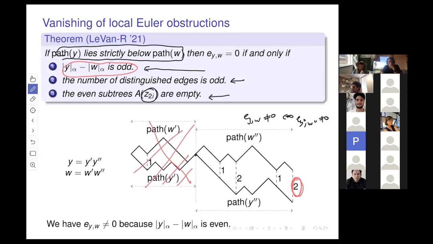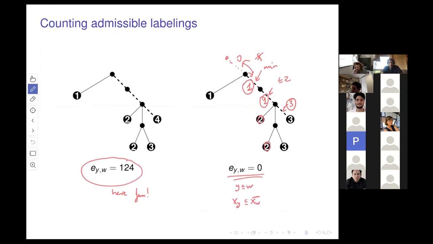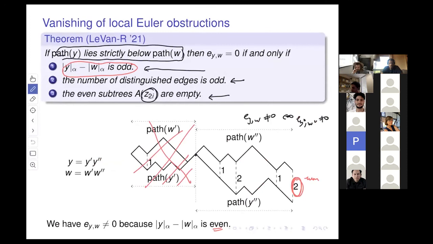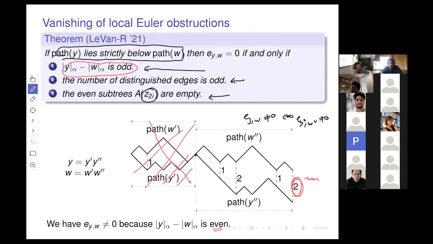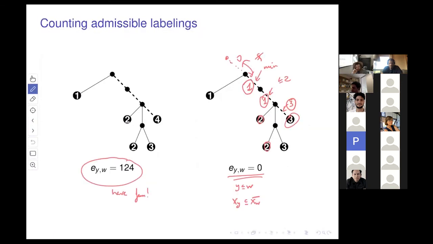This capacity, which is the capacity of E1, really, and this is even, so that's what makes the Euler obstruction non-zero. And if you check the example we had in the previous slide, this one actually satisfies all the conditions, and that's why it is zero. So this capacity is an odd number. There's an odd number of distinguished edges, namely 3. And then the even subtrees, well, this is a subtree, an even subtree, and this one, they're both empty.